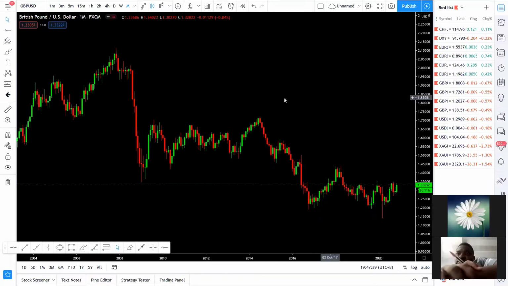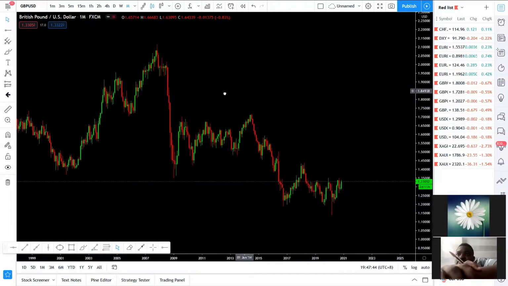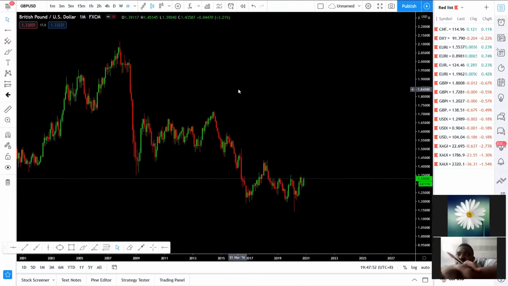As usual, we do top-down analysis, where we start from the higher time frame, the monthly, and move down to the lowest time frame, just to give us an idea of what the market is doing. Because if you know what the market is doing, then you'll be able to react properly to the market.